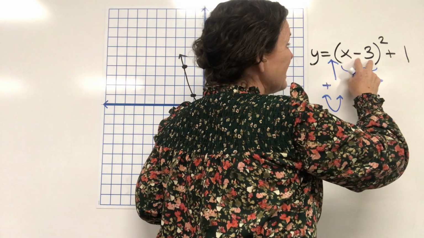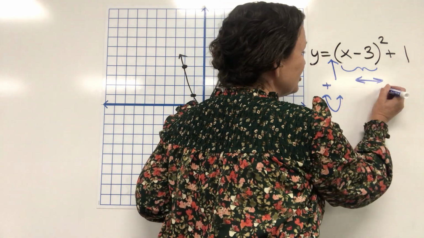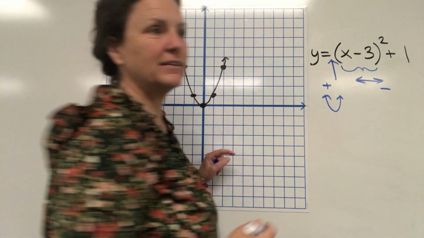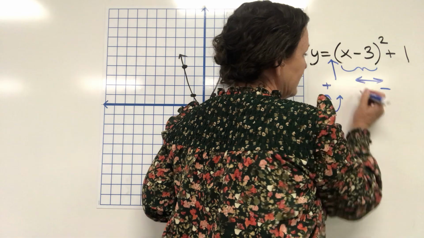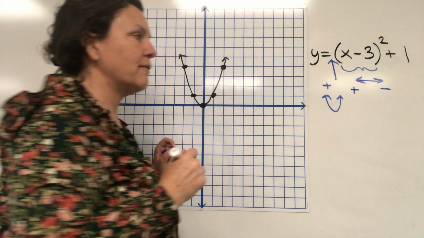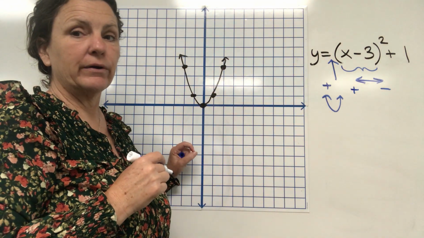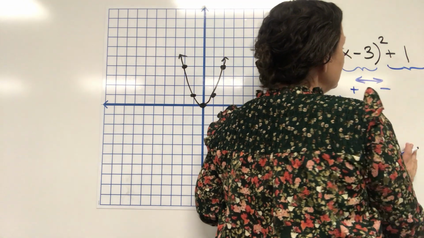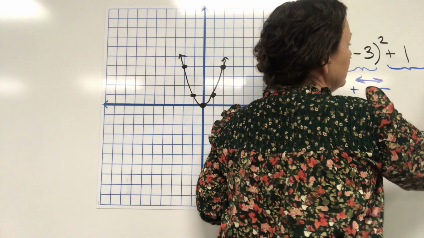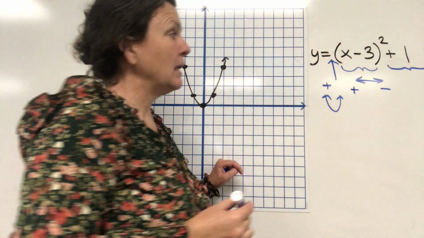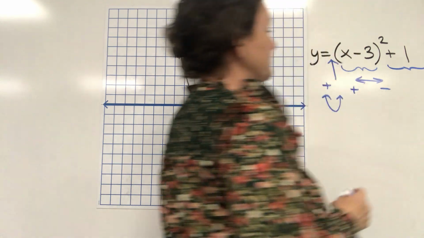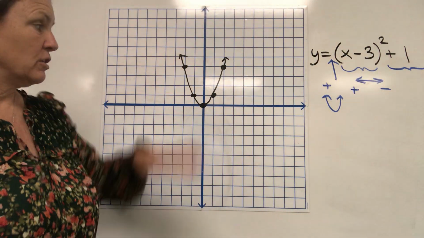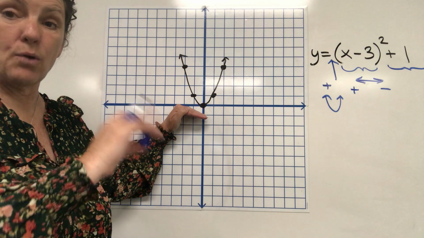If it's negative, we actually shift it to the right. I know, it's counterintuitive. I gotcha. If it's a positive on the inside, we shift it to the left. Yeah, that's weird. I feel you. And then this last guy is my up and down shift. He's my vertical shift. If it's plus, you're going to shift it up, and if it's minus, you're going to shift it down. So starting from this parent function, let's see what we do.